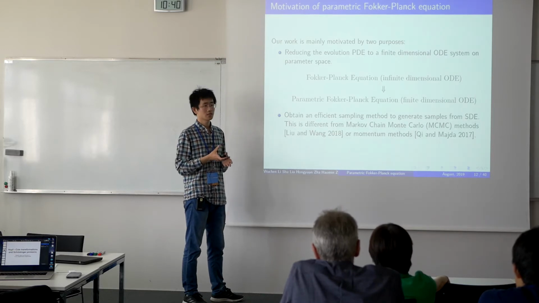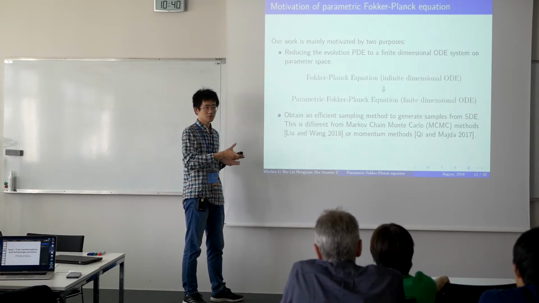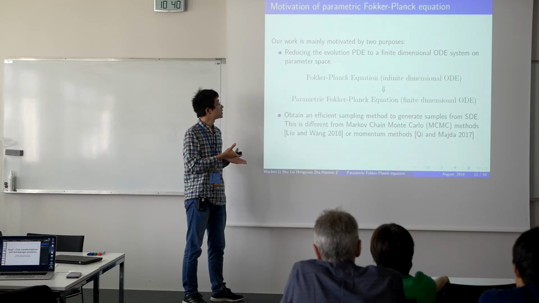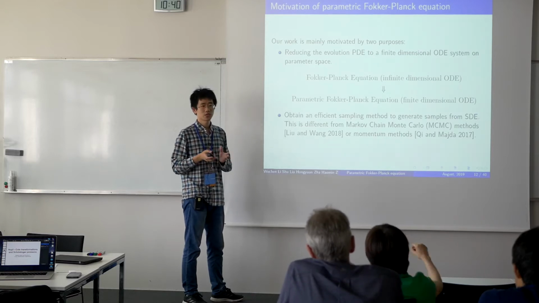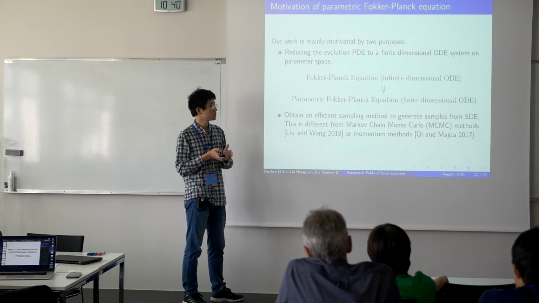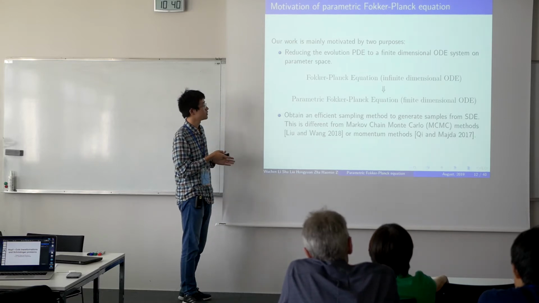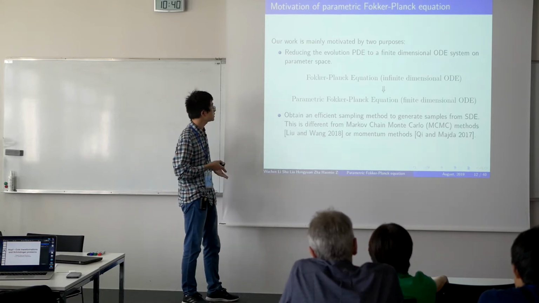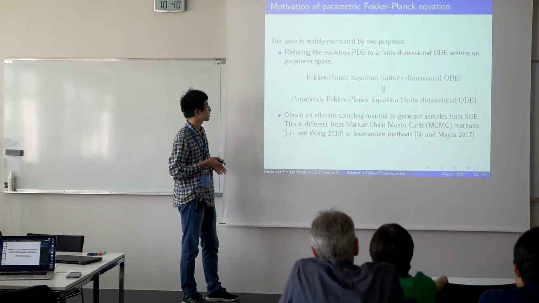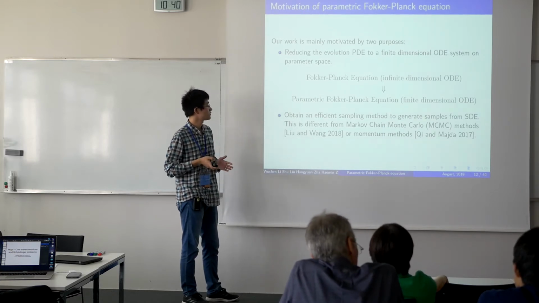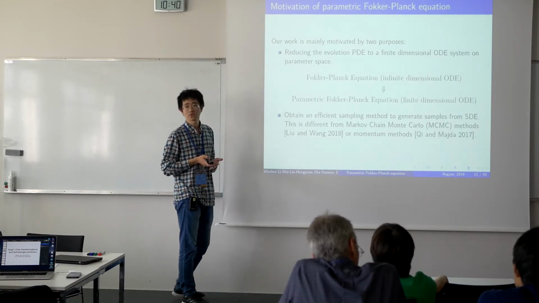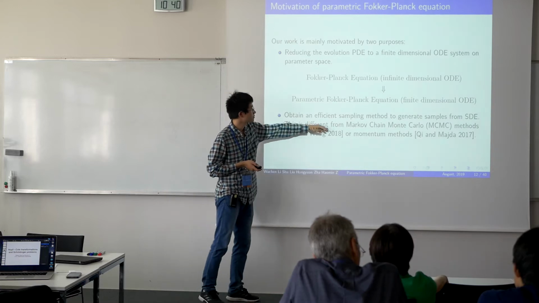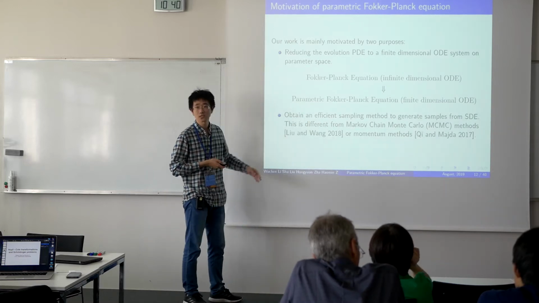And if we project this infinite dimensional ODE to the parameter space to get an evolution dynamic in parameter space, it is actually a finite dimensional ODE. So we are actually transforming an infinite dimensional ODE to a finite dimensional ODE, thus reducing the computational complexity. And another motivation is that by doing so, we are achieving an efficient sampling method to generate samples from SDE. So this is very different from the MC method or the momentum method.